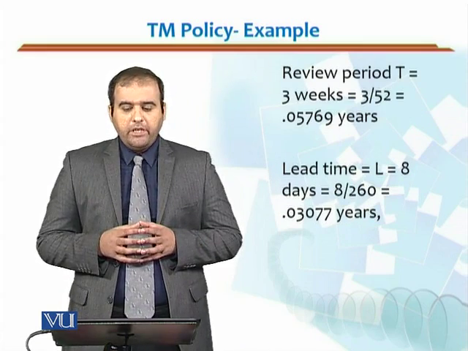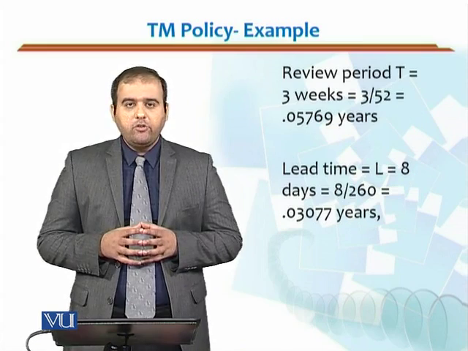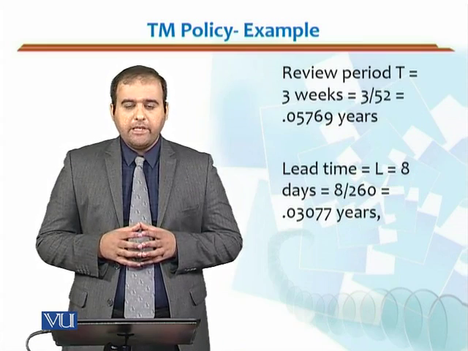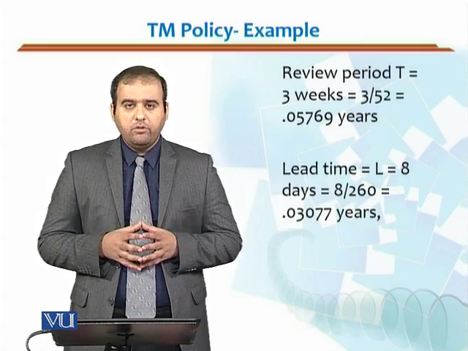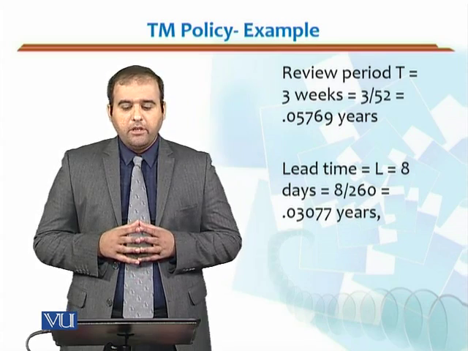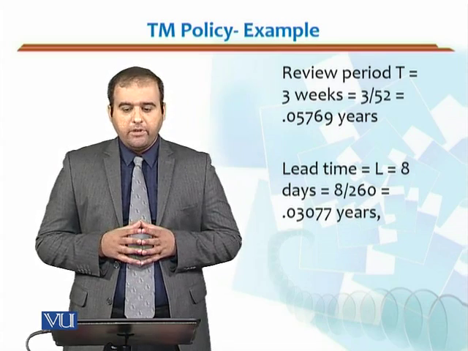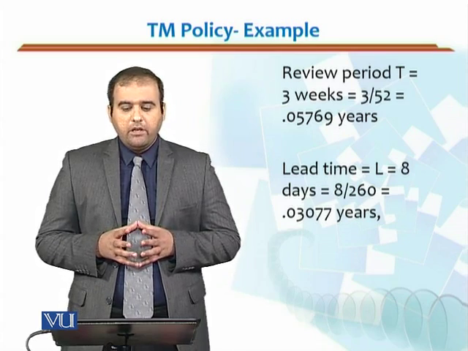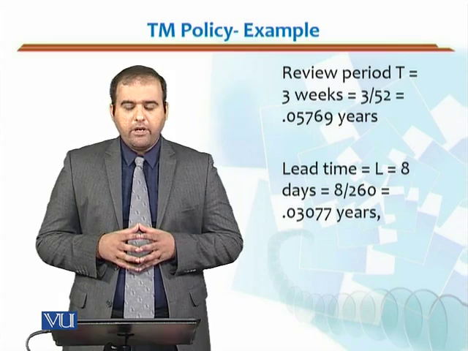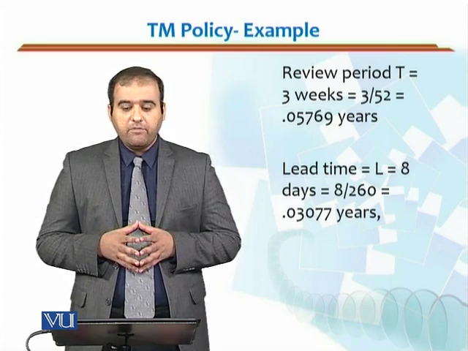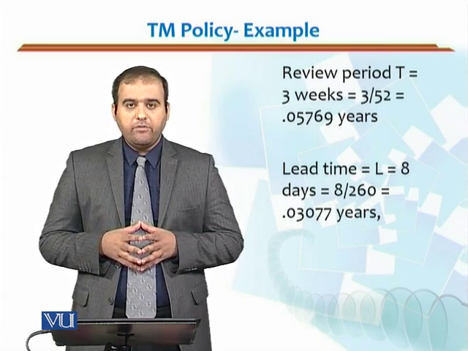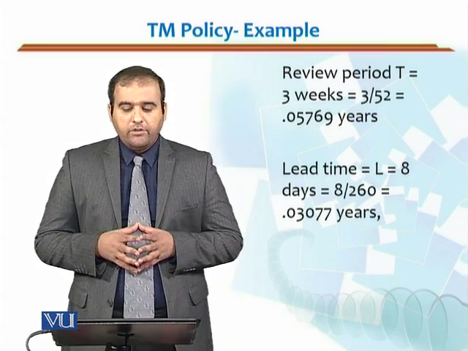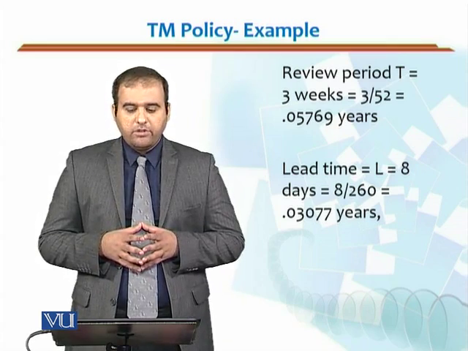So review period would be, just change it into years. You have 3 weeks, 3 divided by 52, which is the whole year's weeks. It comes out to be 0.05769 years. So lead time, change it into years as well. You have a lead time of 8 days. So 8 divided by 260 working days. These are the working days for which AAC actually works during the whole year. So it comes out to be 0.03077 years.